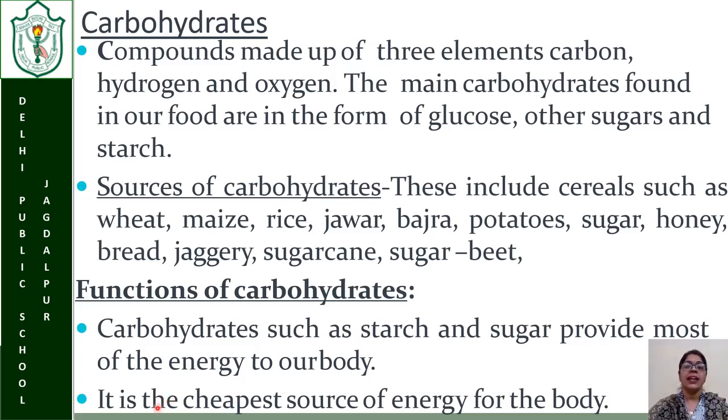Now, the second one is that it is the cheapest source of energy for the body. Potatoes are very cheap. Rice is very cheap. So even a poor person can afford to buy rice and get carbohydrates in their diet.